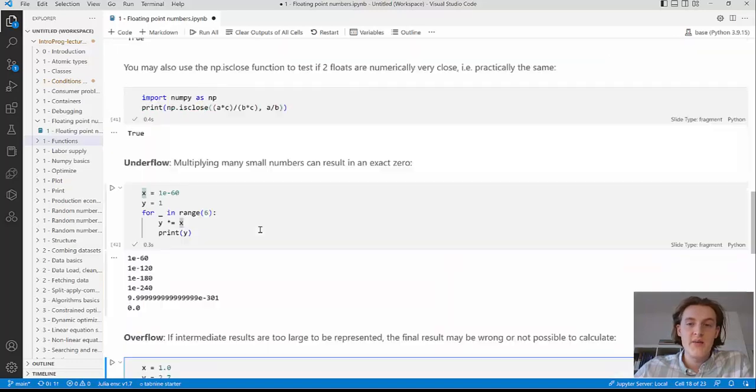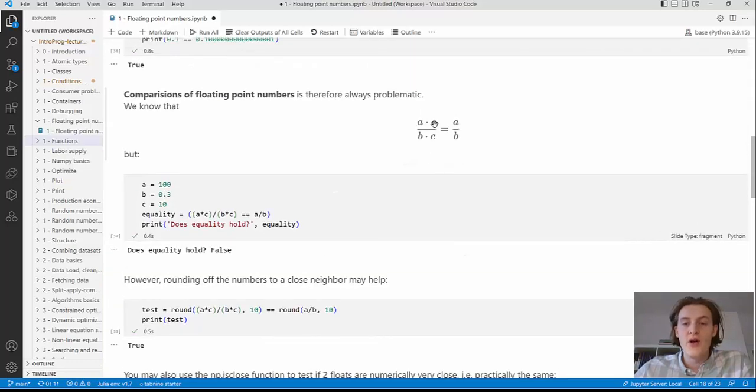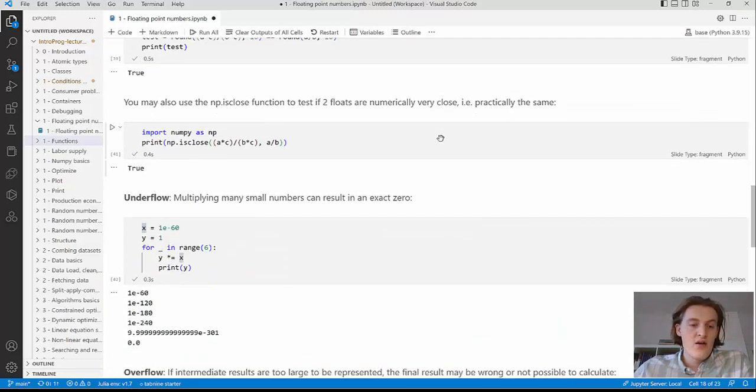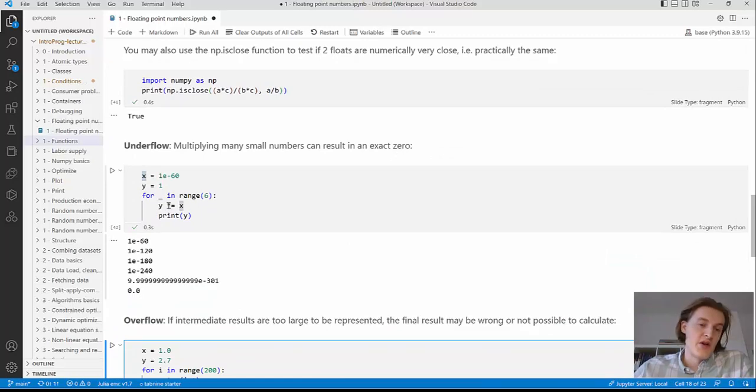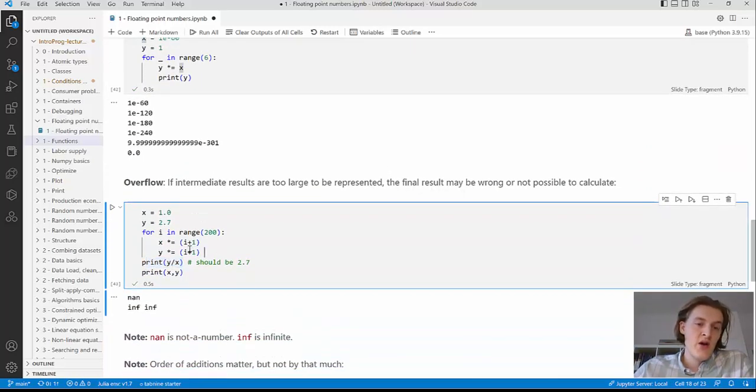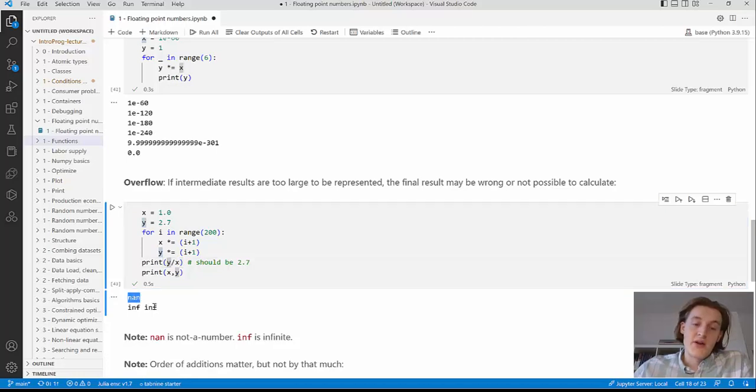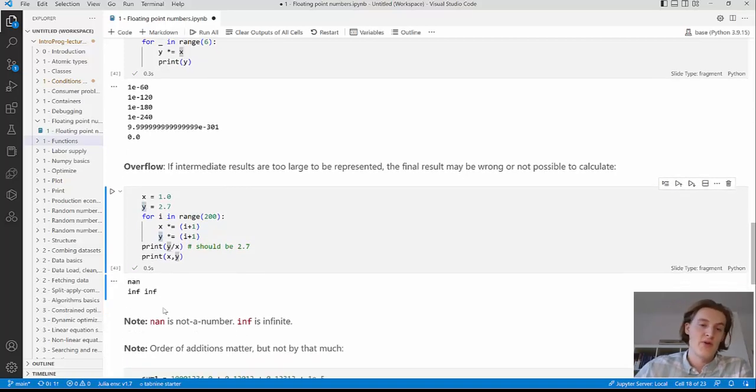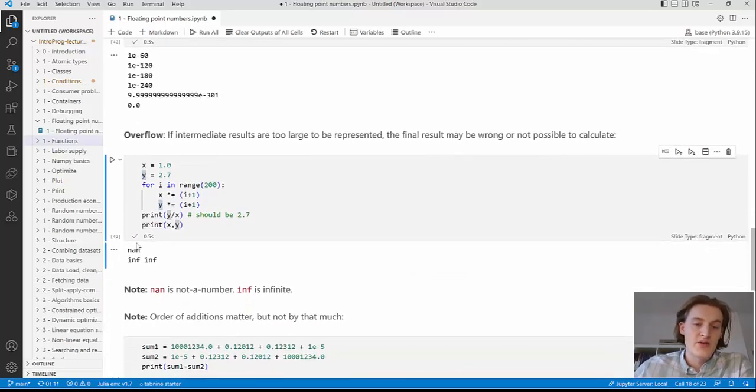This is basically the same formula as up here, where c is just done multiple times. Here you should still have that y divided by x is the same as 2.1 divided by 1, so it should be 2.7. But it's not, because both of these numbers are now stored as infinite numbers. Yeah, so nan is not a number and inf is infinite.